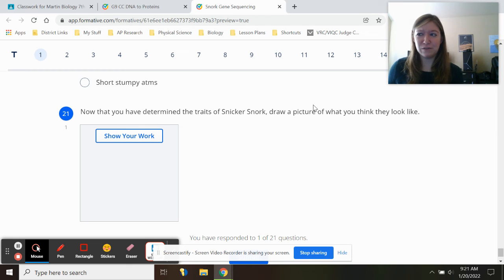This is the Snicker SNORC. There's 3 other SNORCs, but I thought maybe that was too many SNORCs. And now I'm just kind of stuck saying the word SNORCs over and over again.